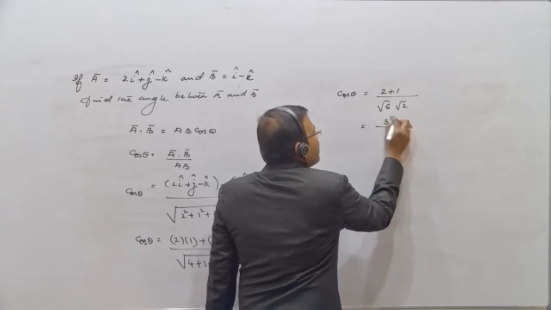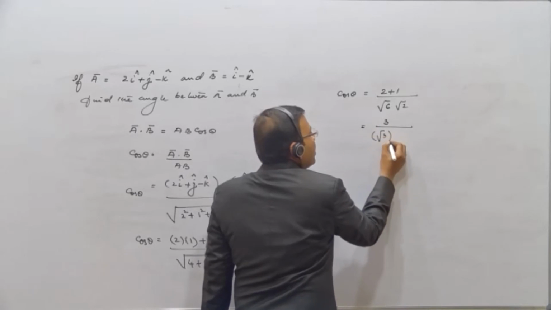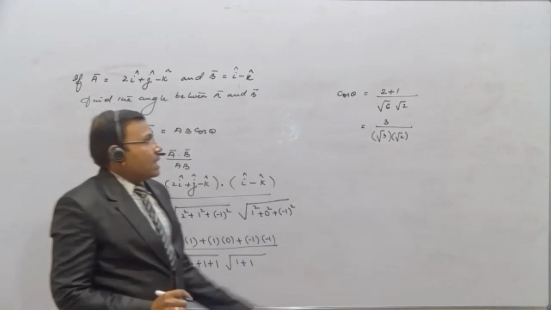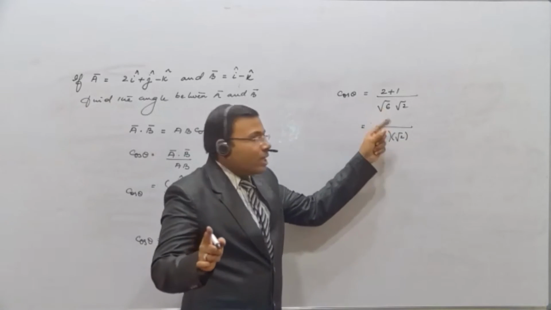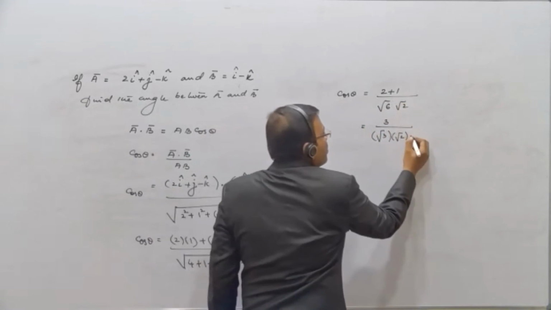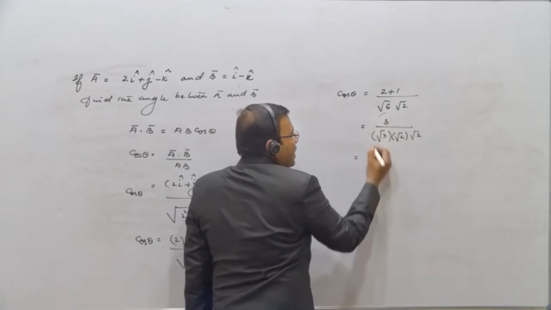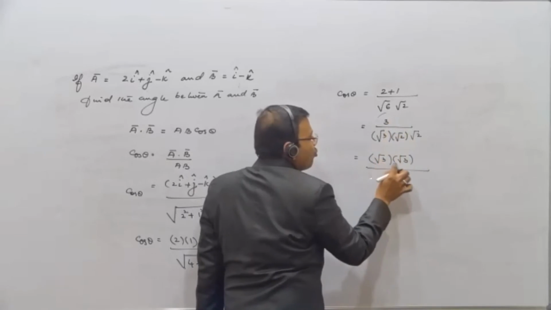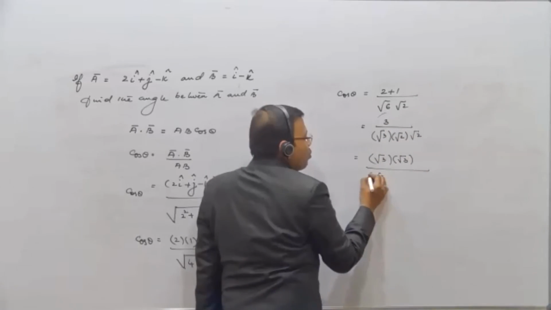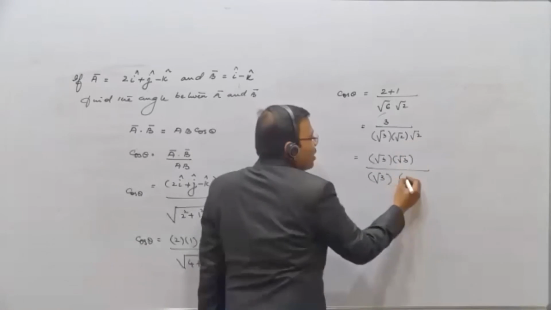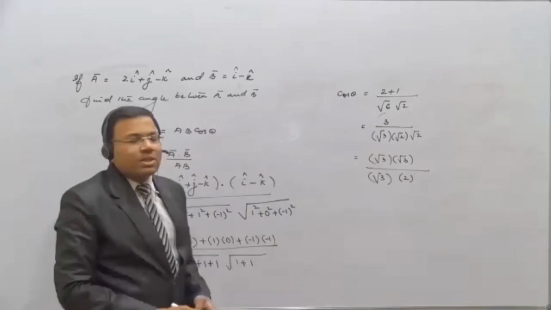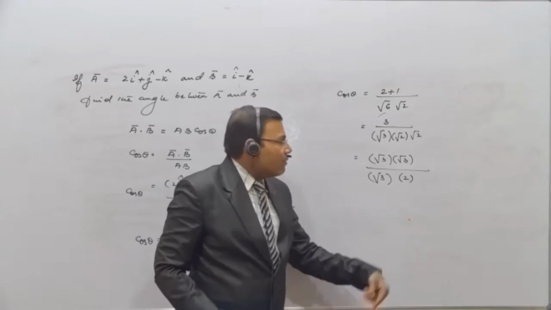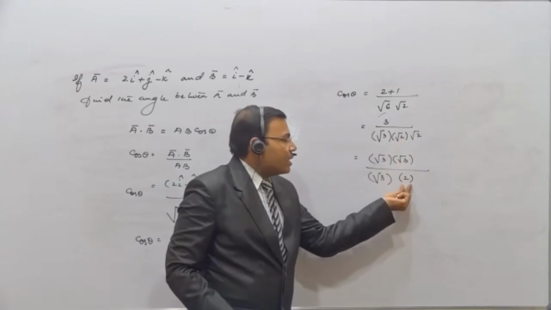Now this is 3. This √6 we can write as √3 into √2. Try to understand: I'm writing 6 as 3 into 2, that is √3 into √2. Already we have this √2. Now this 3 can be written as √3 into √3, just simplification. In the denominator this is √3, and √2 into √2 gives us 2. So if you want to write 3, we can write √3 into √3. In the same way, here √2 into √2, I'm writing it as 2.